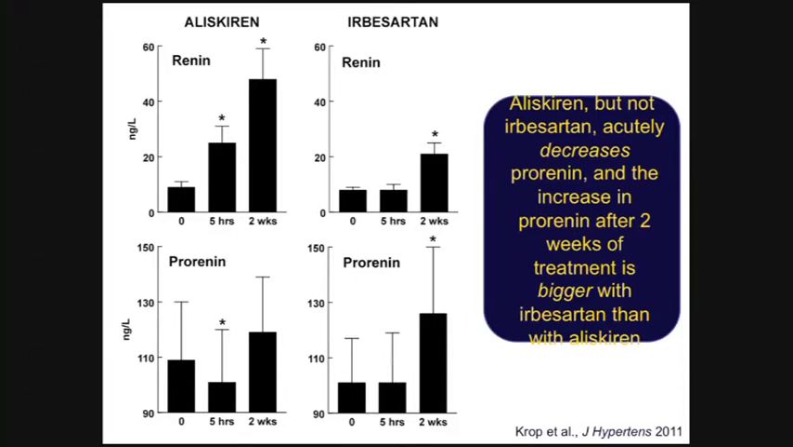So what you see here is that with the renin inhibitor, already acutely, a rapid rise in renin, and somewhat surprisingly there is a decrease in prorenin within just a few hours. And then after 2 weeks renin rises even further, and prorenin tends to increase, but it's barely or not significant. For irbesartan it's different. No acute changes in renin or prorenin, and only after 2 weeks we see clear changes and rises in renin and also in prorenin.